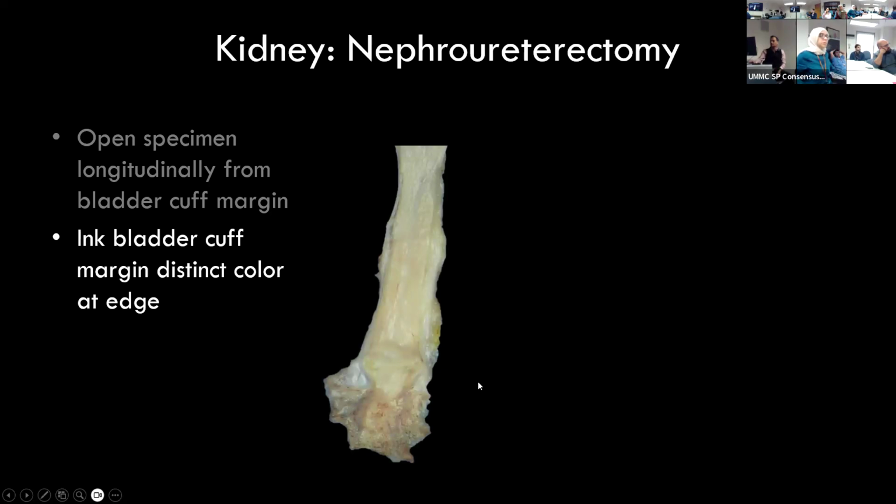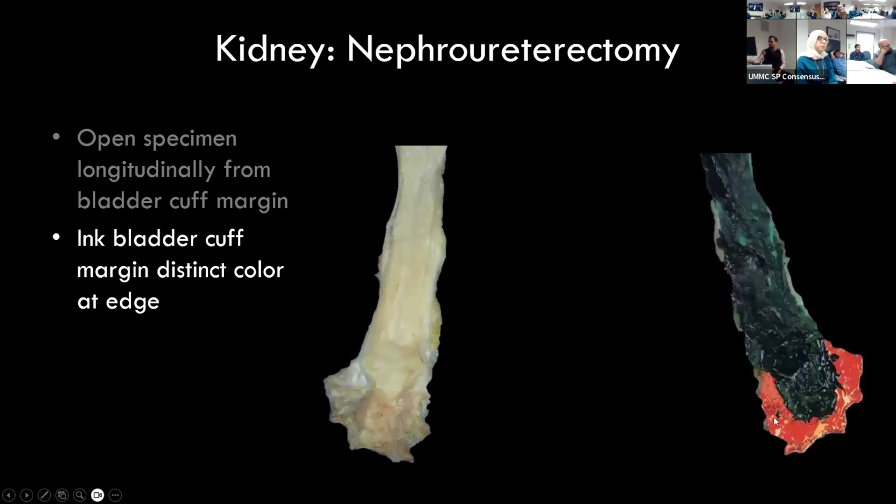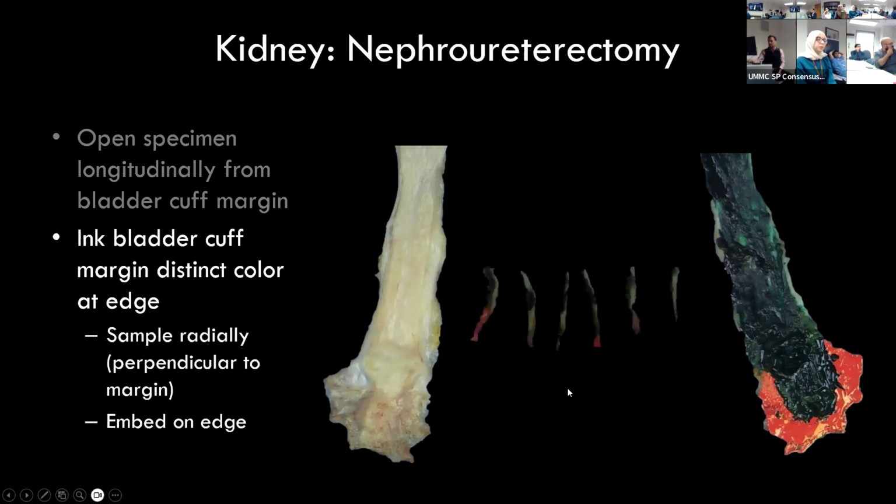So what you're going to do here is ink the margin a distinct color at the edge over here. So when you ink this green and then you ink this a different color, the reason for doing that is you're going to submit the bladder cuff margin like that. So go perpendicularly and submit it on edge.